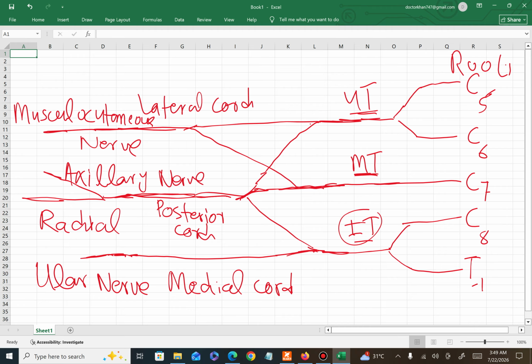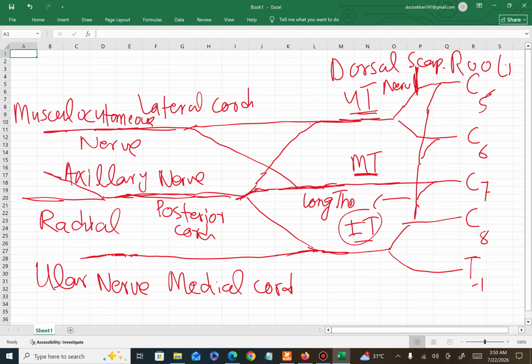The C5 nerve root gives the branch called the dorsal scapular nerve, while C5, C6, and C7 give the nerve called the long thoracic nerve, or nerve to serratus anterior. So this is about the brachial plexus.